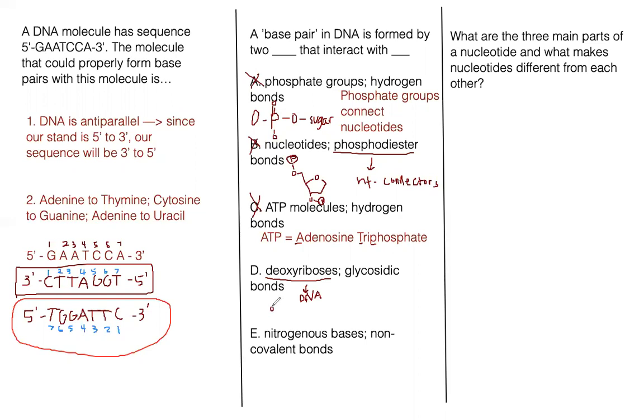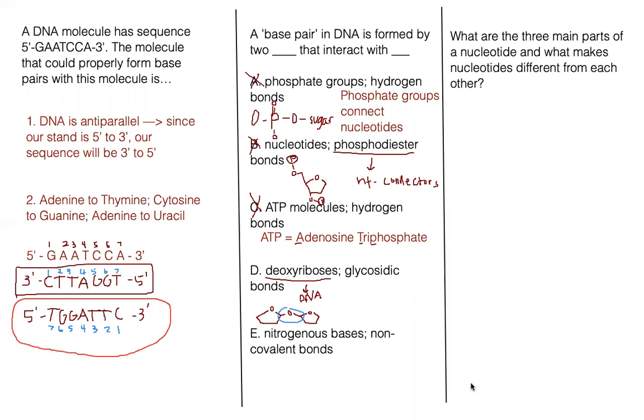That's when we have linkages between sugar molecules, right? So we might have an O connected to the rest of the deoxyribose, right? So that's a glycosidic bond right here. I'm going to highlight it in blue, this being a glycosidic bond.